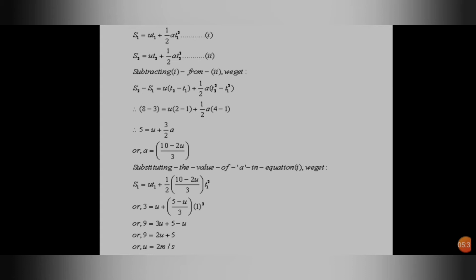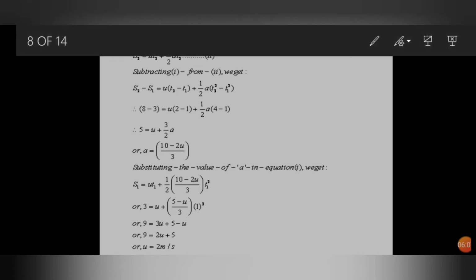I got a in terms of u now, and then I'll be substituting into the formula of my first one, that is s1, which is ut1 plus half a t1 square. Instead of a, I am writing (10 minus 2u) upon 3. So when I calculate it further, I get 3 equals u plus, I've added everything, t as 1 second and s as 3. So ultimately I'm getting the answer, it's 2 meter per second, the initial velocity u. We move further.